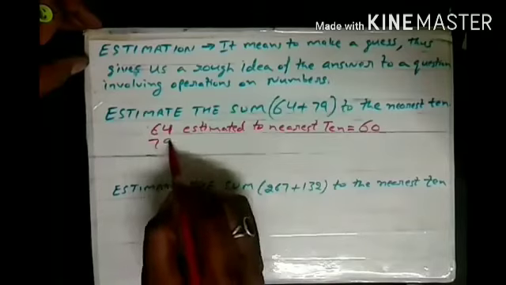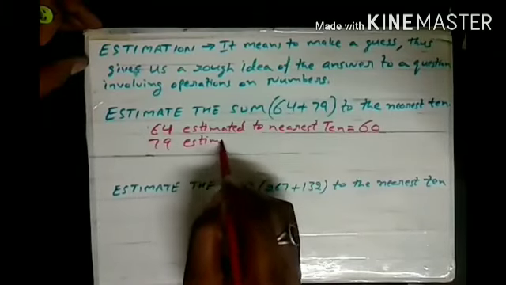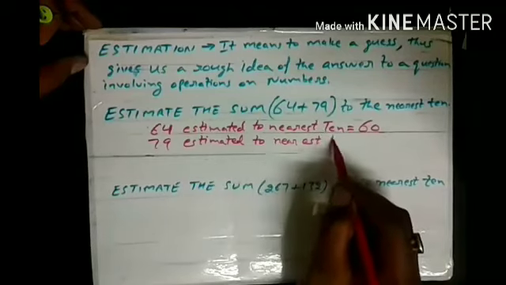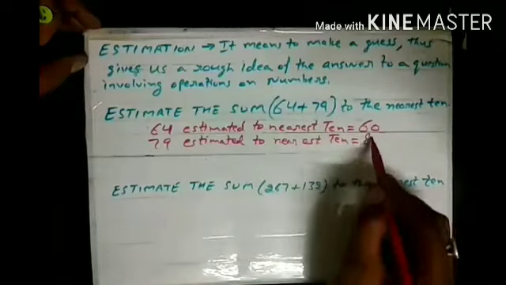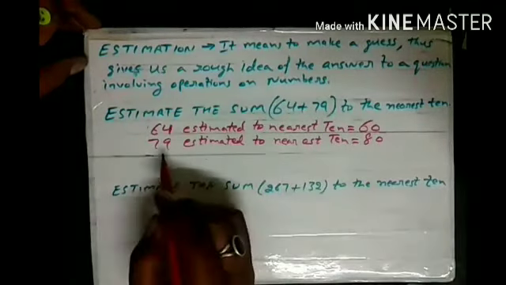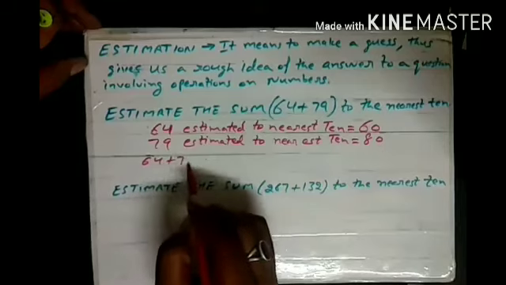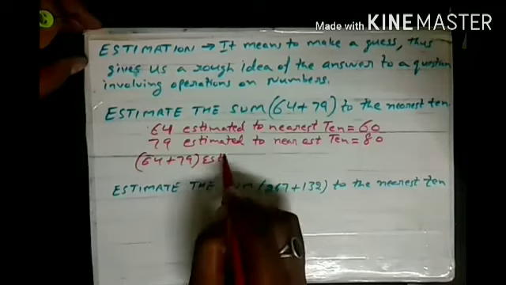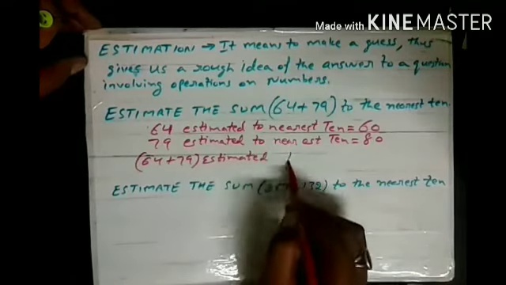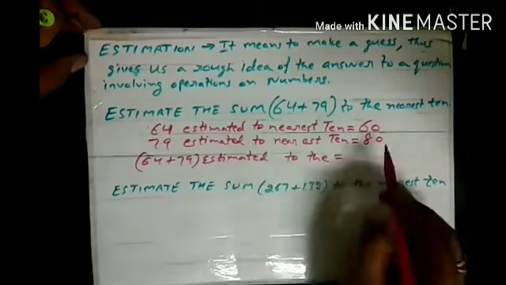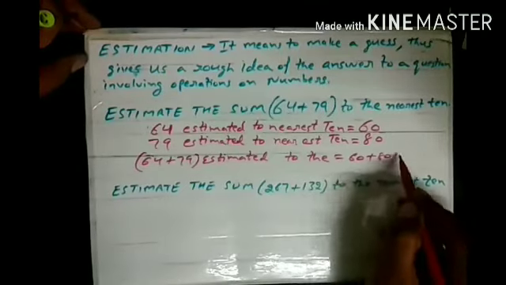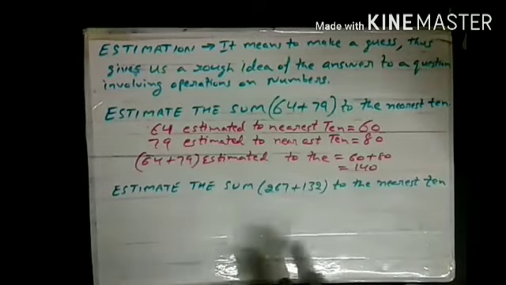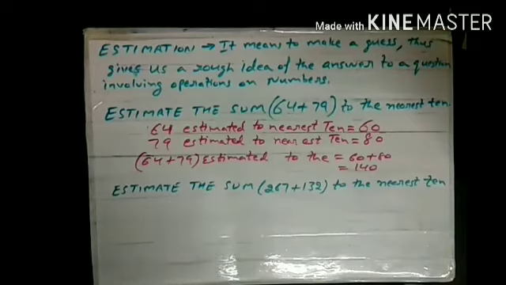Similarly, 79 estimated to the nearest 10. Its answer will be 80. Therefore, 64 plus 79 is estimated to 60 plus 80, that is 140. This is the answer. In this way we will have to solve the questions of estimation.